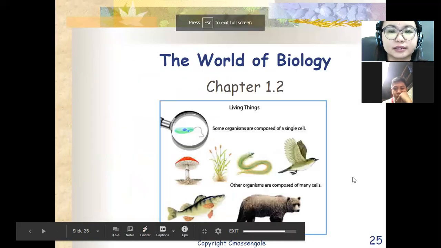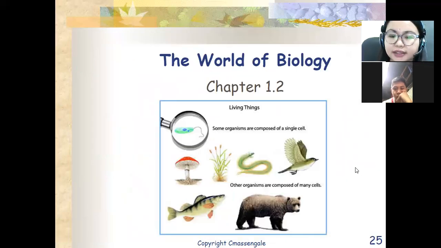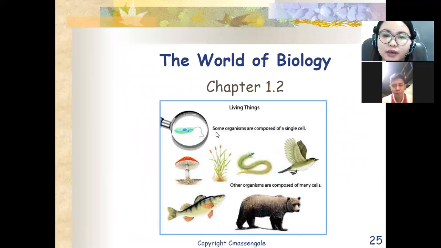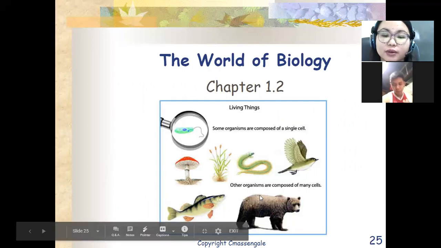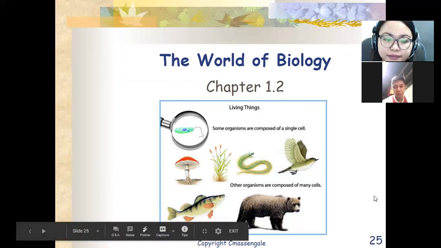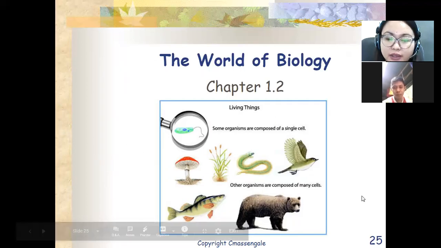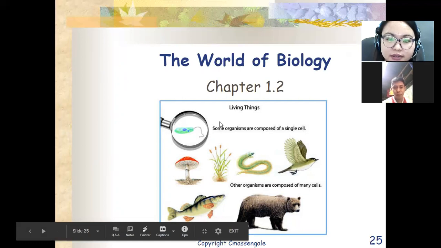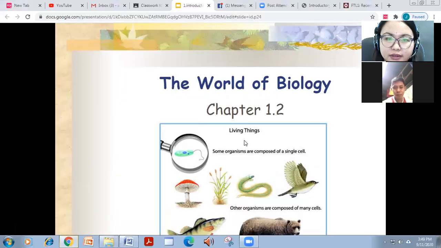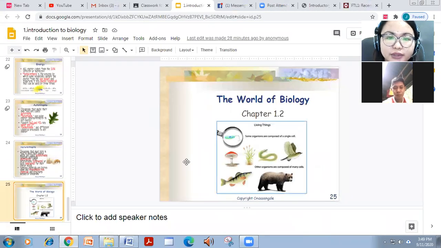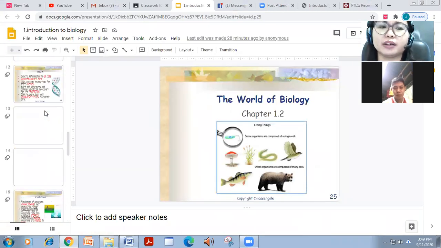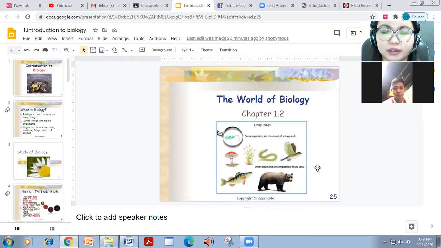Next is the world of biology, living things, and so on. As a review, all organisms can be made of a single cell or many cells, called multicellular. So that's all for the introduction to biology. So that is just a review on what we are going to talk about on the biology part.